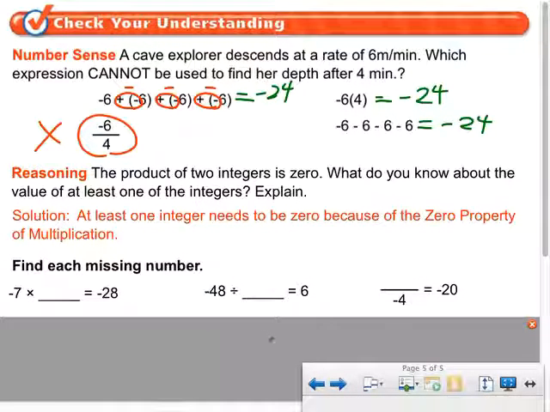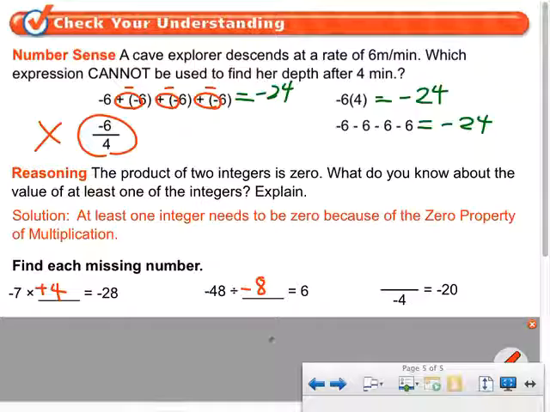Now, I need you guys to look at these, and can somebody answer this first question? If I have a -7 and I multiply it to another number and I get back -28, what's that number going to be? A +4, because a negative times a positive gives me a negative. So negative times positive, negative, and 7 times 4 is 28. Very good. Who can tell me this next one? You're saying -8? And that is correct, because two negatives give me back a positive. 48 divided by 8 is 6.